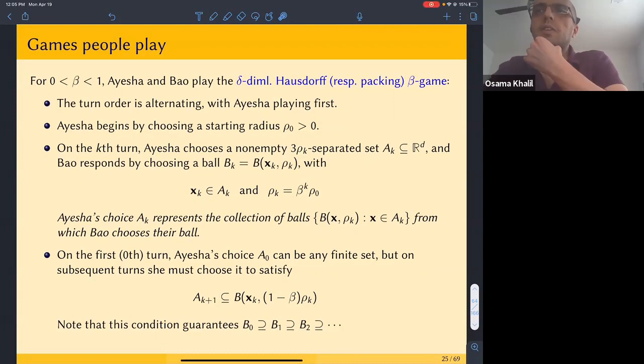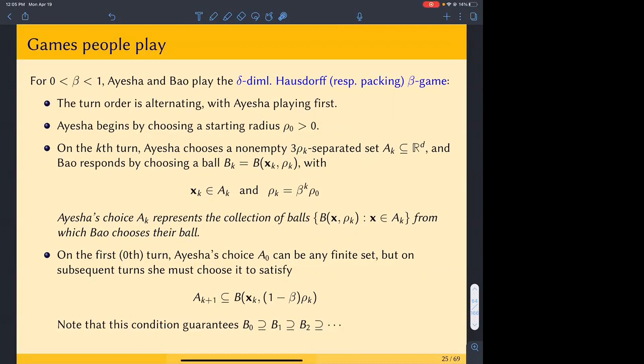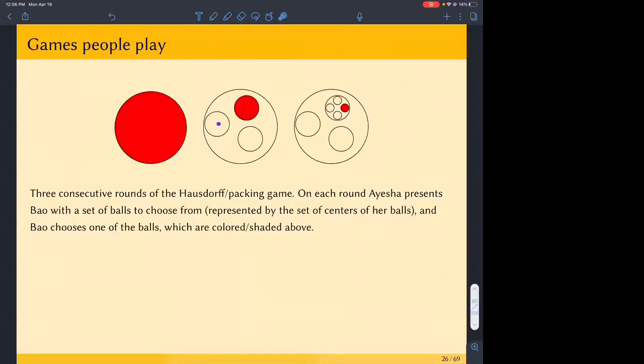I see. Not choosing 3 balls inside Bao's ball, but what Aisha is choosing is a 3 Roque separated set. I haven't really said what the Roques are, but let's just say that the Roques are involved in getting this nesting condition, just to make sure that the balls nest so we can get an outcome. And so you're really picking a 3. So Aisha's AK, let's say, in this picture is 3. There's 3 centers. But the next one is 4.